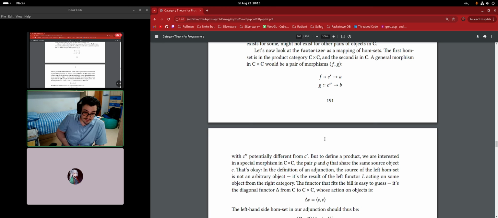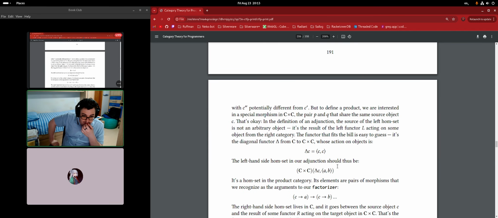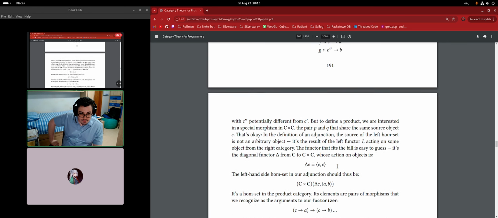The functor that fits this bill is the diagonal functor, which I don't remember what it is anymore. It basically takes an object and doubles it into a pair. Well, it duplicates it and makes it into a pair. The left-hand side of the home set in our adjunction should thus be this. I don't know if I'm following this though. Wait a moment.